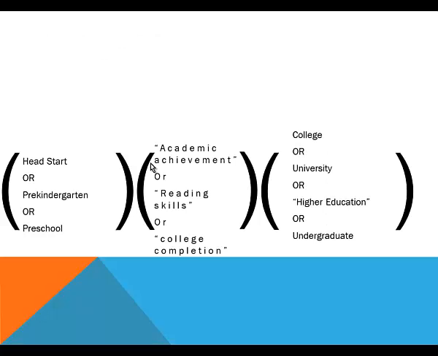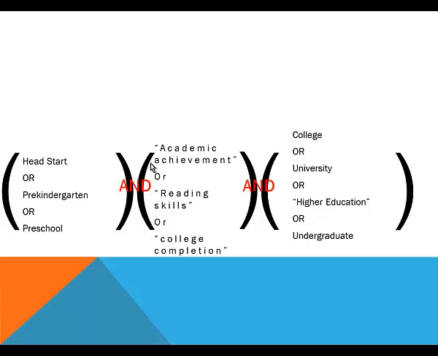Now to put them all together, for each of these sets, I put them in parentheses. This explains to the computer, I want you to look at Head Start or pre-kindergarten or preschool, and I want you to consider that all as one set to look for. I want you to look for academic achievement or reading skills or college completion, and consider all of those as terms to look for.